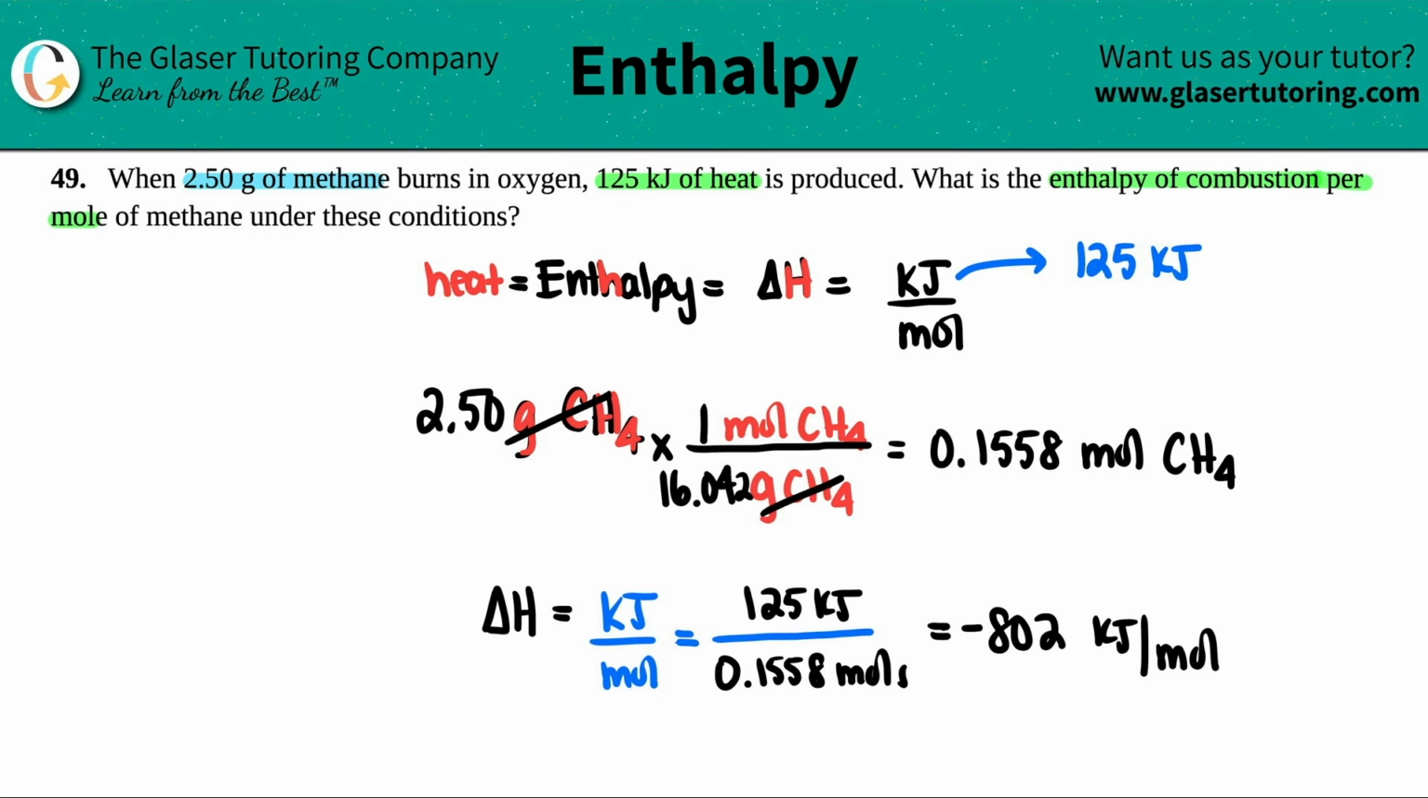All right, so that now is the final answer. What's the enthalpy of combustion per mole? It's a negative 802 kilojoules per mole. There's going to be a release of 802 kilojoules per 1 mole that's being burned in oxygen.